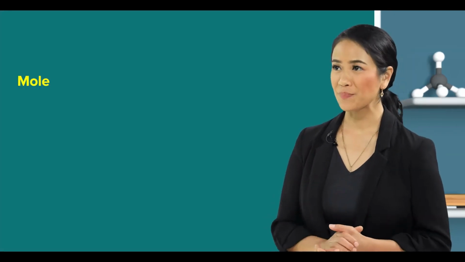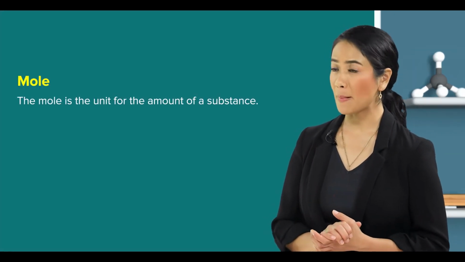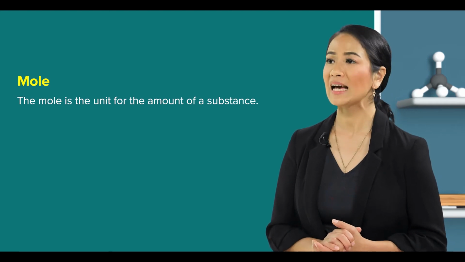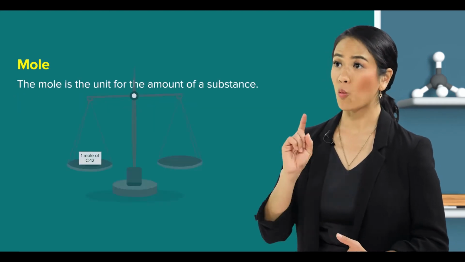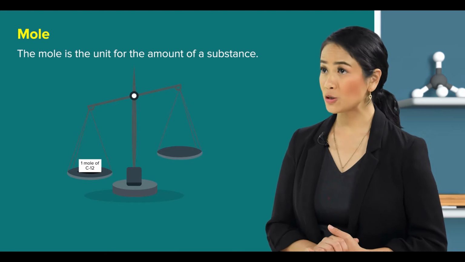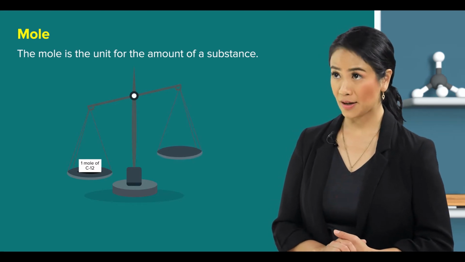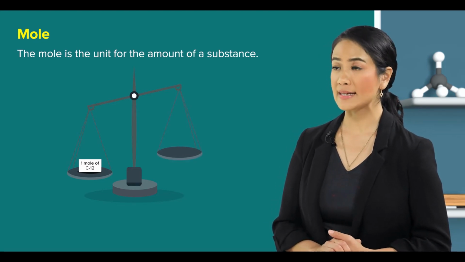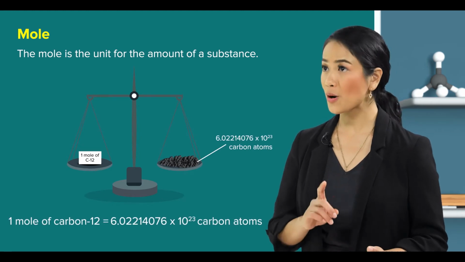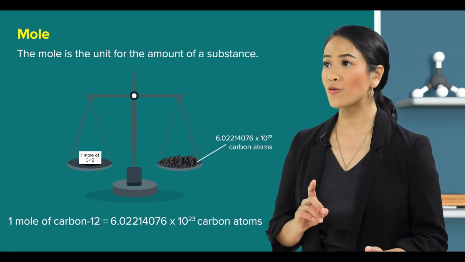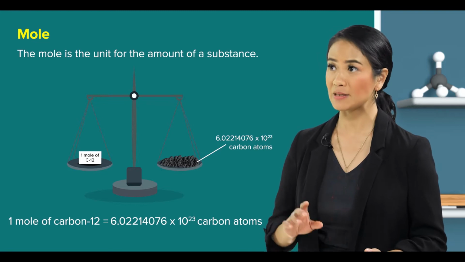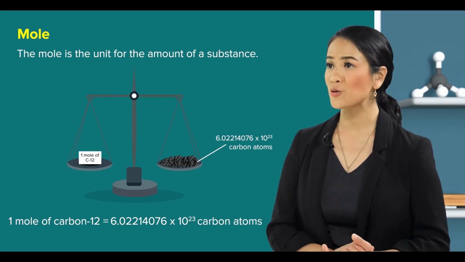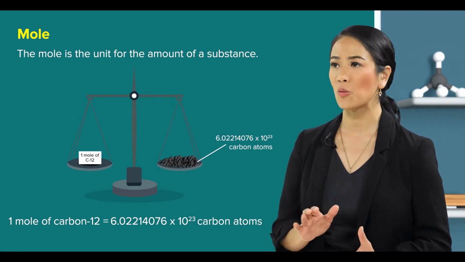In chemistry, the mole is a unit for the amount of a substance. Hence, if we say that we have 1 mole of the carbon-12 element on the weighing scale, then it means that there are exactly 6.02214076 times 10 to the power of 23 atoms on that weighing scale.